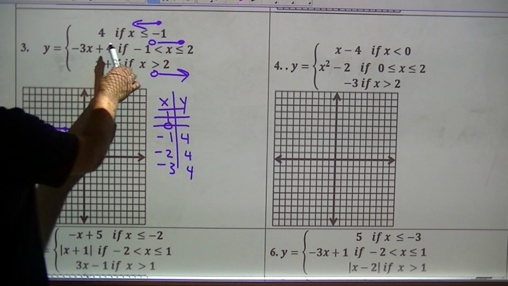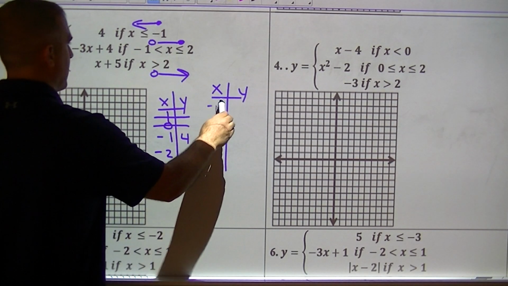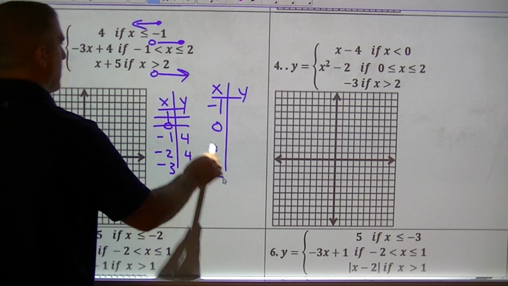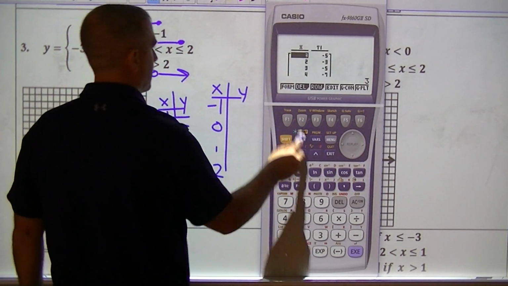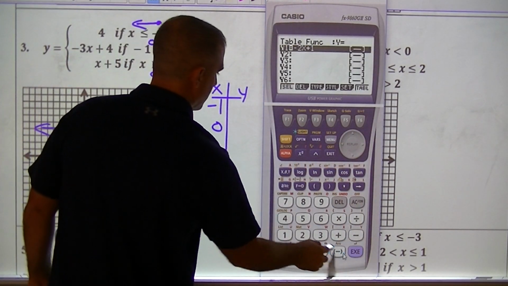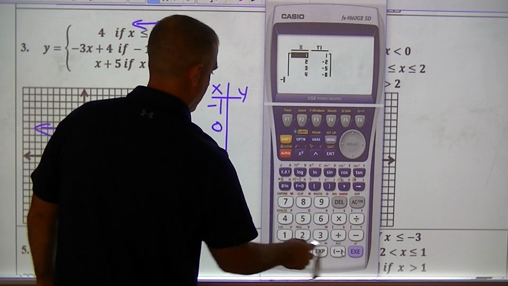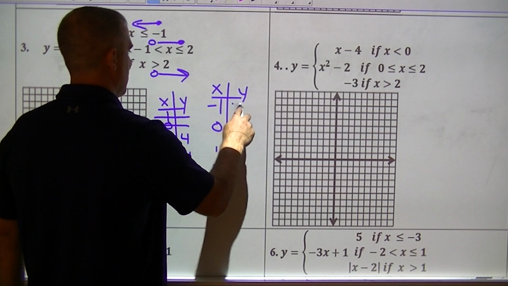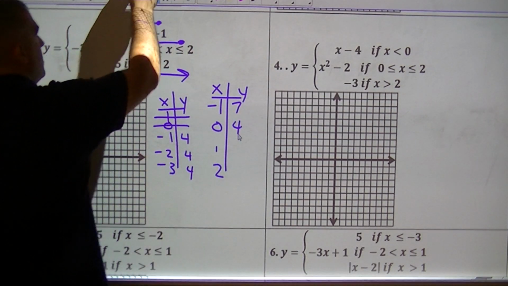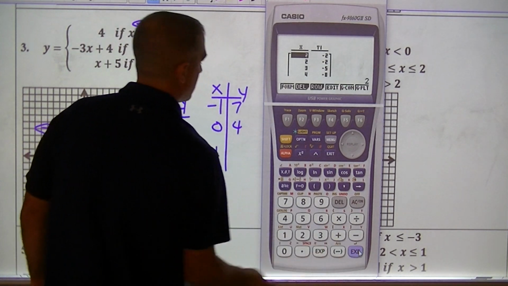This one is an easy one because I automatically know it's going from -1, 0, 1, and 2. I'm building all the way up. That's regardless of function. Those are the easiest ones when they give you those tables like that. So -1 is 7, 0 is 4, 1 is 1, 2 is -1.